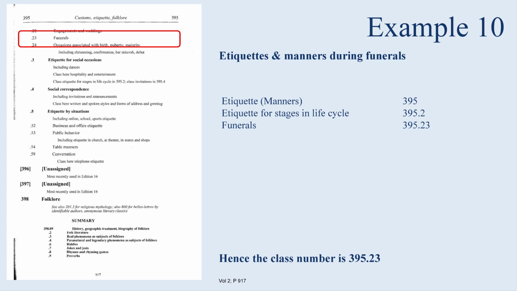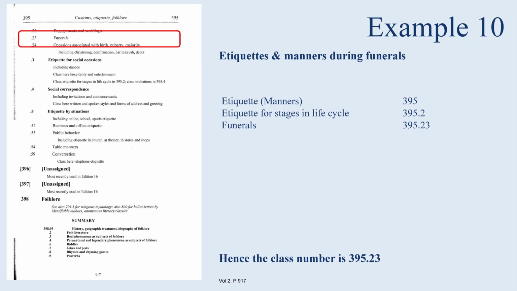Okay. Another example of this section is etiquette and manners during funerals. It is a very simple problem because in the third summary you can find the number for etiquette or manners, that is 395, and if you go to page number 917 of volume 2, there is the etiquette for stages in the life cycle. So definitely funeral is related to death. So it is part of the life cycle, our ultimate destiny is death. So therefore it is 395.2. And finally, for the etiquette related to the funeral, there is a direct number in the DDC, and you will find it on page number 917, that is 395.23. Isn't it an easier one?